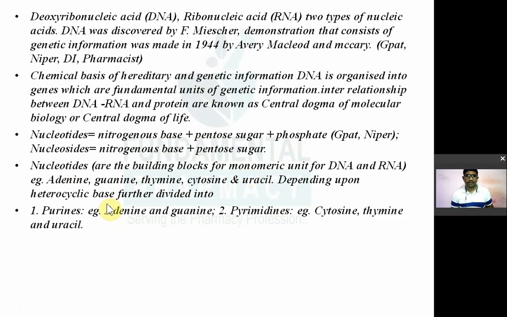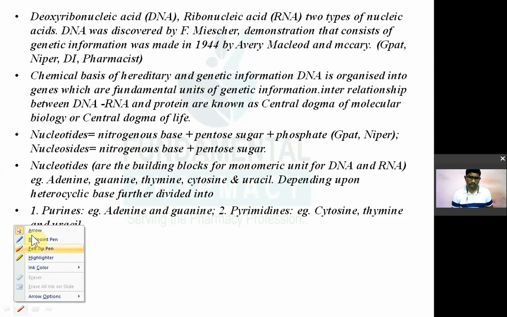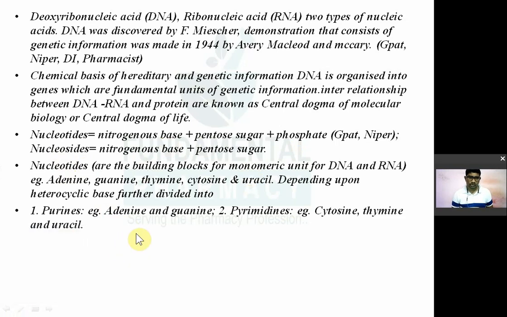So depending on that they are either purines or pyrimidines. The most commonly found purines in the nucleic acid, कौन से purines होते हैं मोस्टली, adenine and guanine. Okay, pyrimidines कौन से होते हैं मोस्टली, cytosine, thymine and uracil.